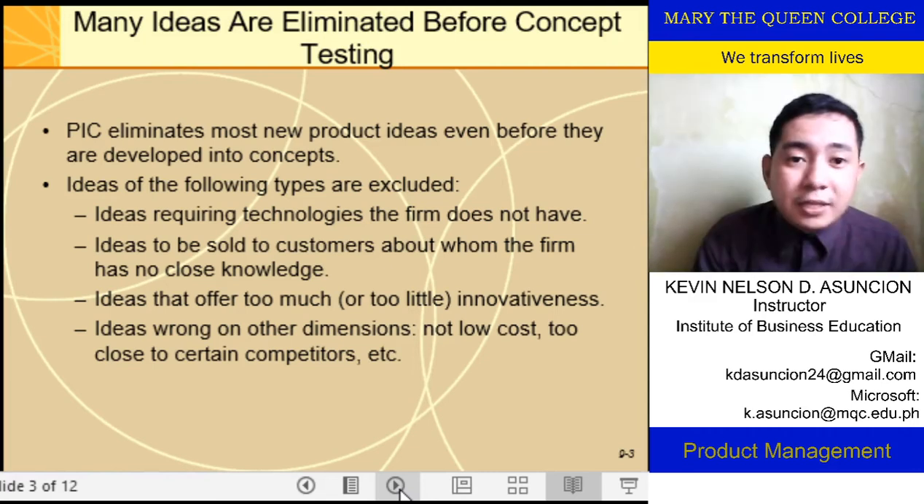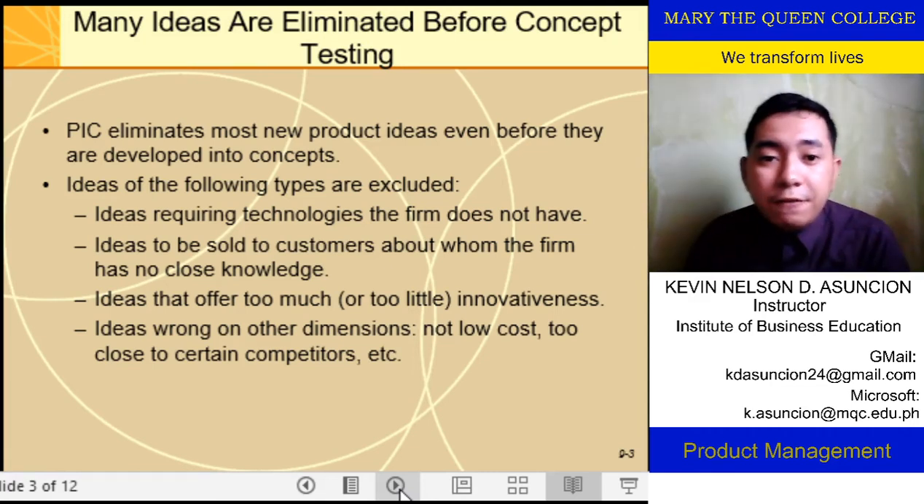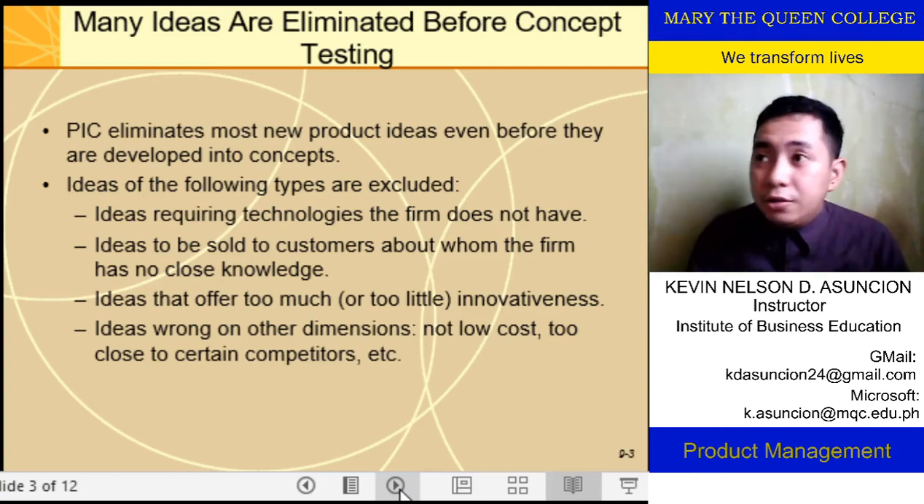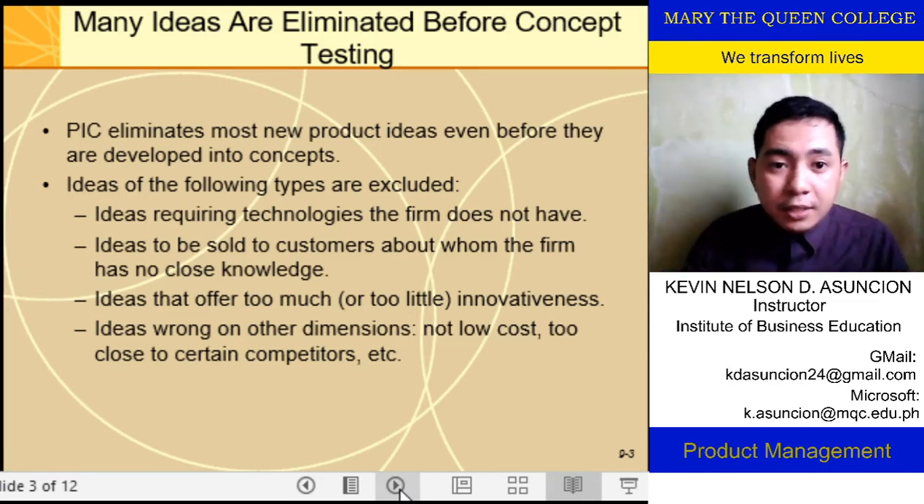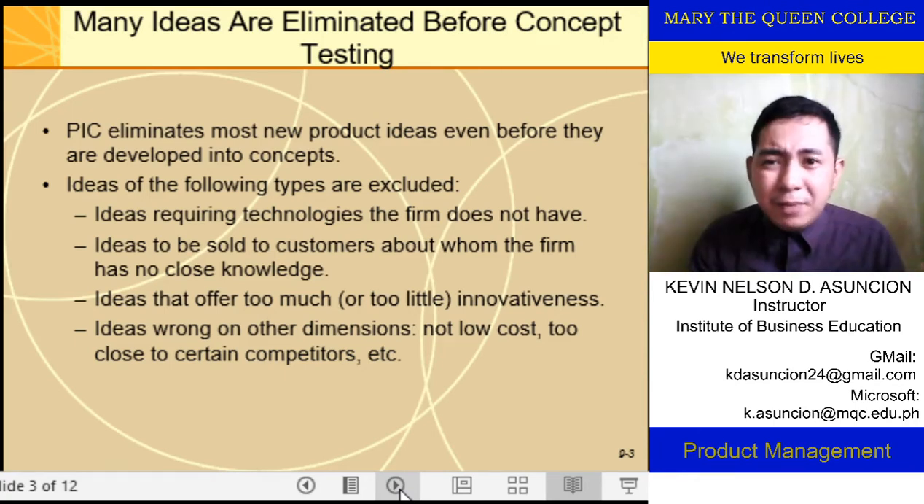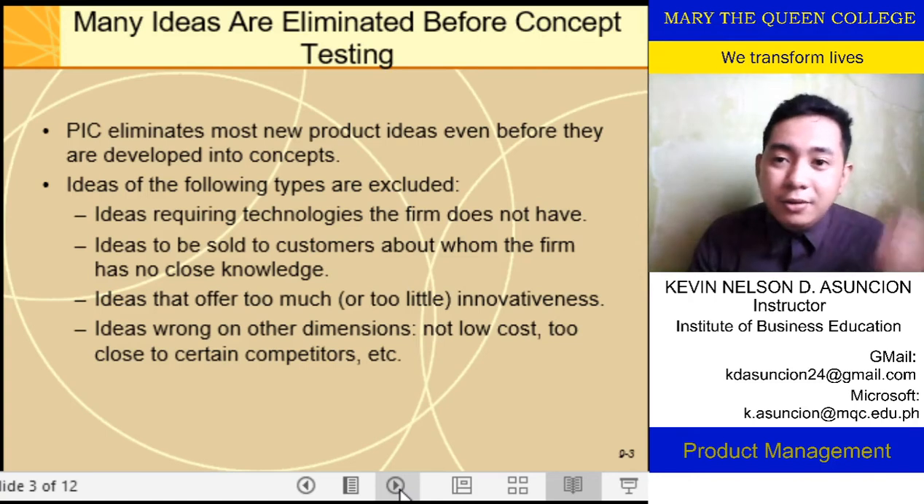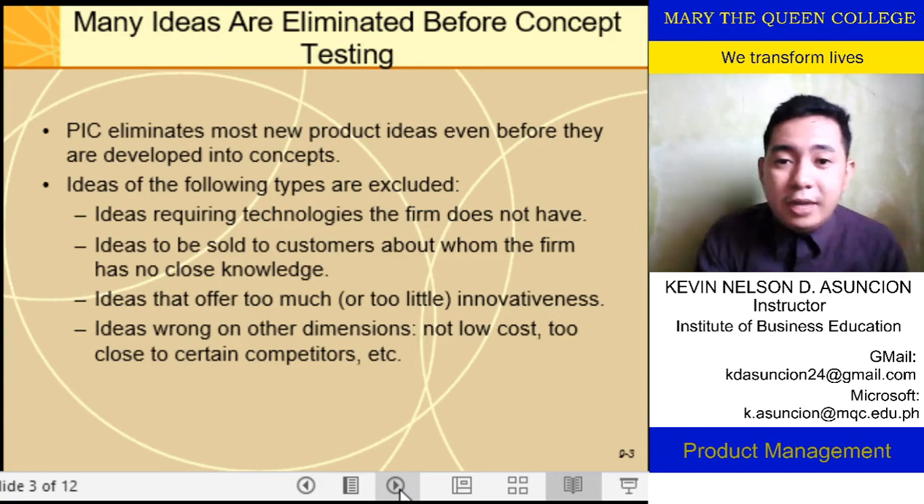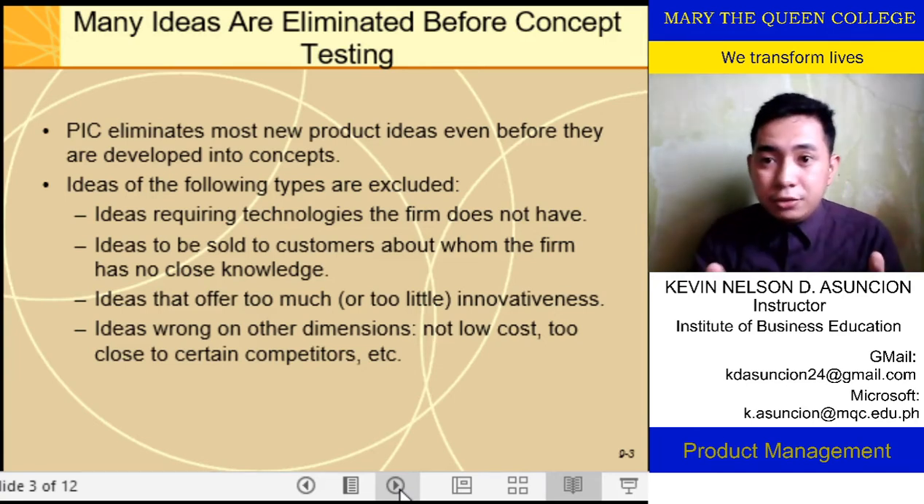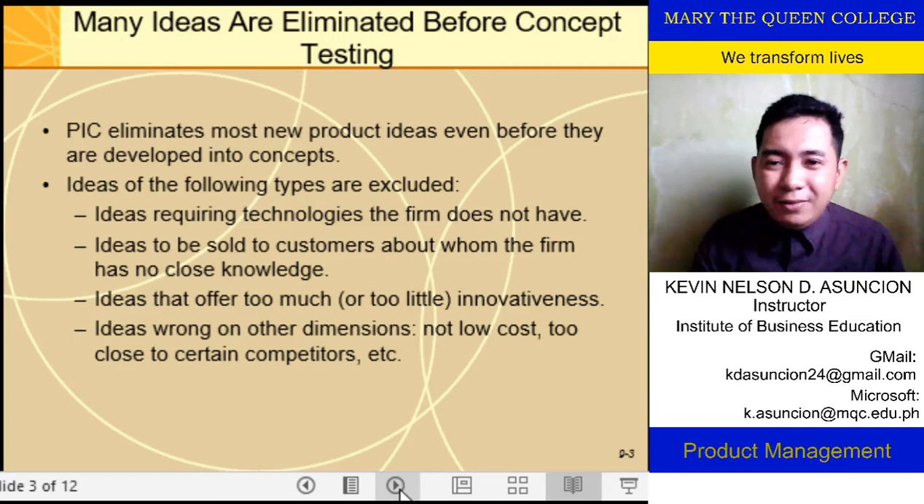Then, ideas to be sold to customers about whom the firm has no close knowledge. You did not dig deeper into the customer, so you are not able to develop the need or the benefit. Then ideas that offer too much or too little innovativeness: almost nothing changed, or too much changed, so it's like a new product already. And then ideas wrong on other dimensions, not low cost or too close to certain competitors, so it's the same, just normal. So right here you are able to eliminate those ideas right away.